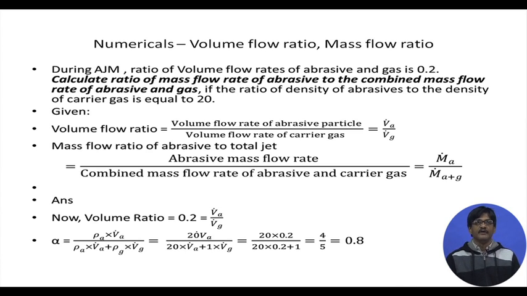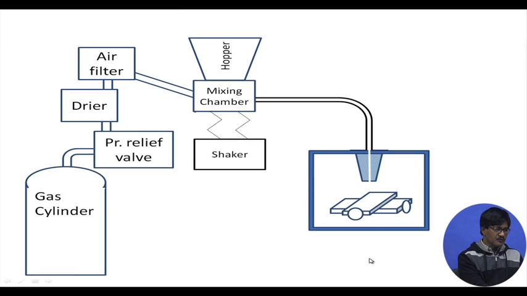Therefore, we have found the mass flow ratio, which is defined as abrasive mass flow rate divided by combined mass flow rate of abrasive and carrier gas. Okay. Let us move on to the next one.